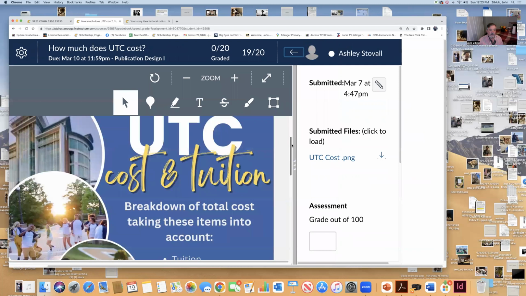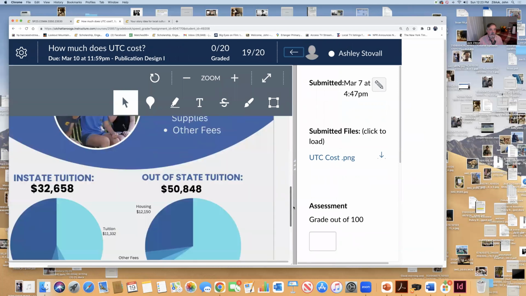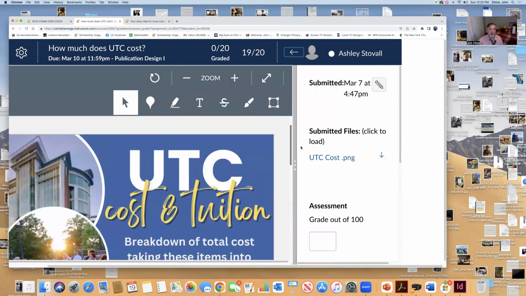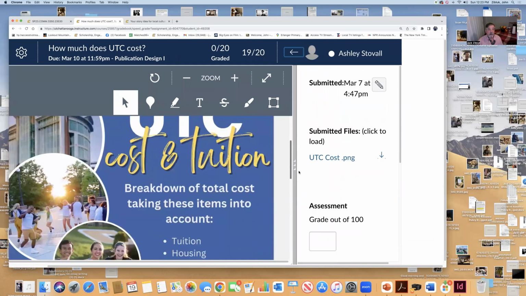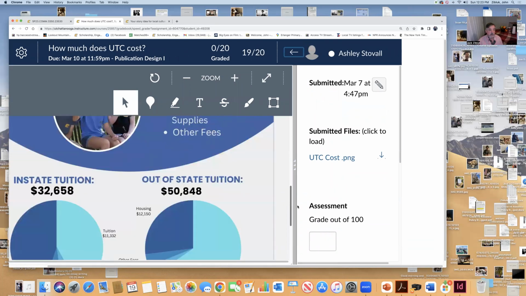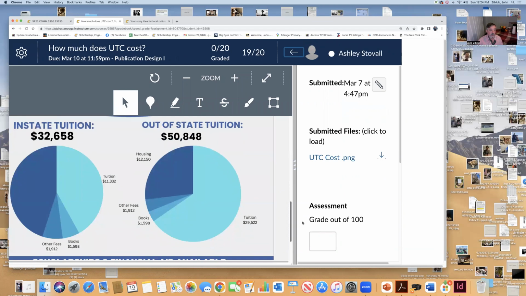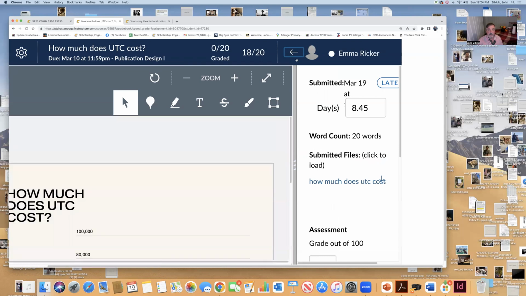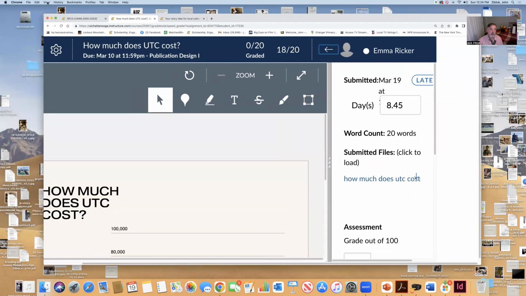Nice. Very good. Again, remember when you make something, dress it up. This is really good. In-state, out-of-state, total. Okay, we have a total here. Excellent. You nailed that one. Zoom out.